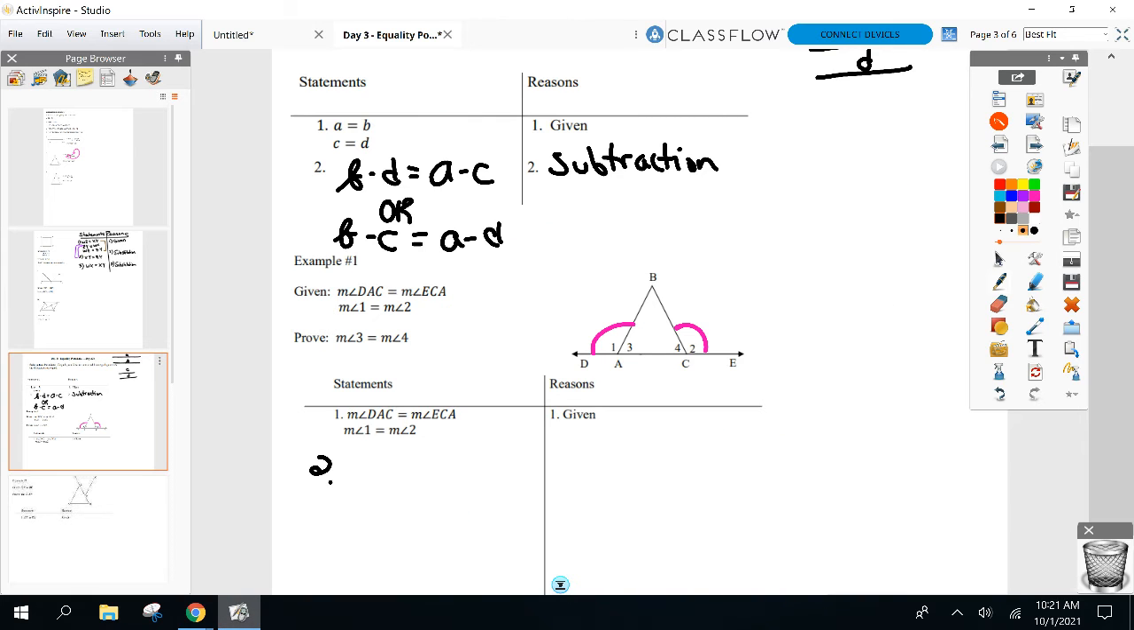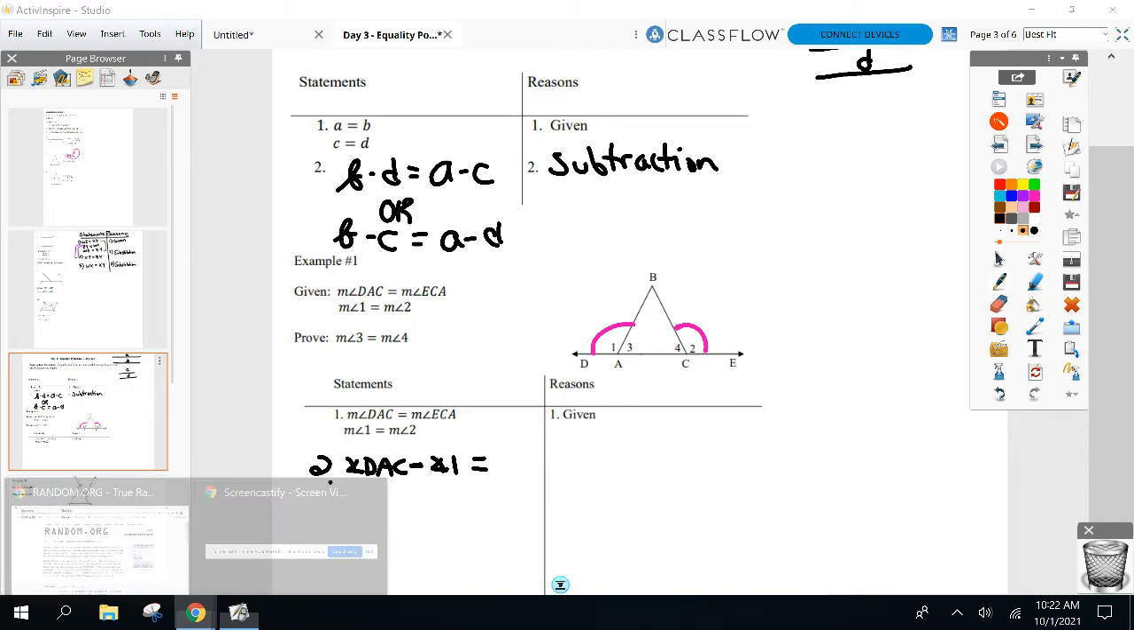Okay, well, I'm just going to slow down here. Angle DAC, the straight angle, what do I need to subtract from it to get angle 3? Angle 1. Good job. Everyone see how that's going to give me angle 3? Equal to, not angle 3, but equal to the other two angles you're going to subtract now to get to angle 4.